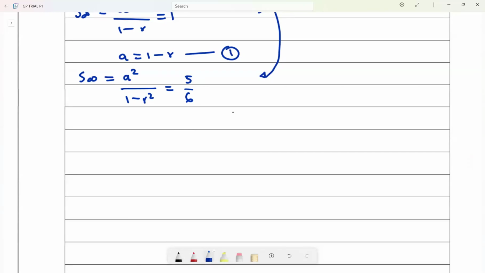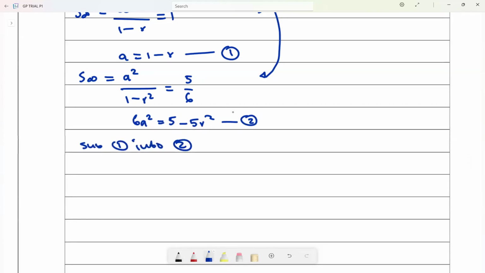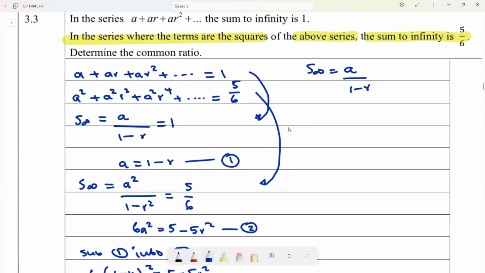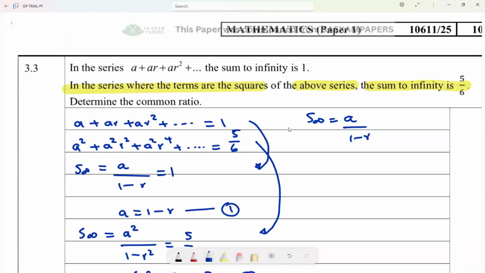This can be 6 multiplied by this, it is 6a squared, equal to 5 minus 5r squared. Let's say this is equation number 2. And then let's substitute equation 1 into equation 2. Where I see a, I'm going to substitute 1 minus r, and then all squared it is equal to 5 minus 5r squared. Were we given any condition? We are supposed to determine the common ratio, r.